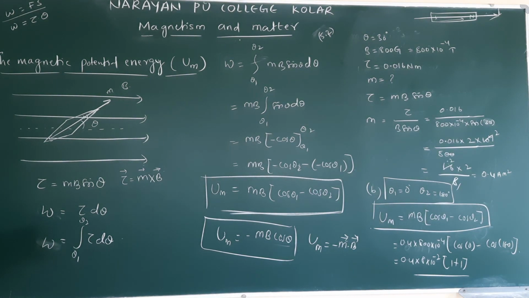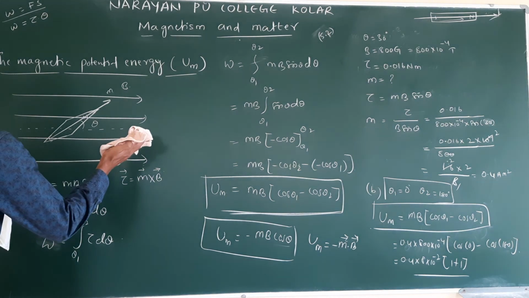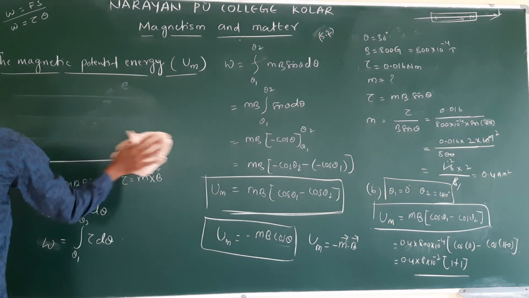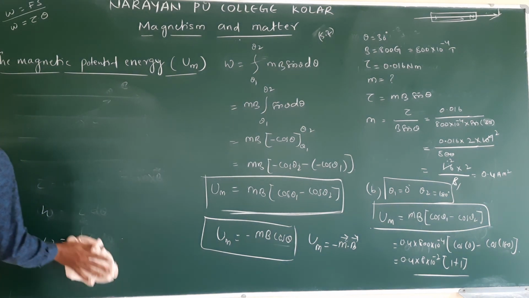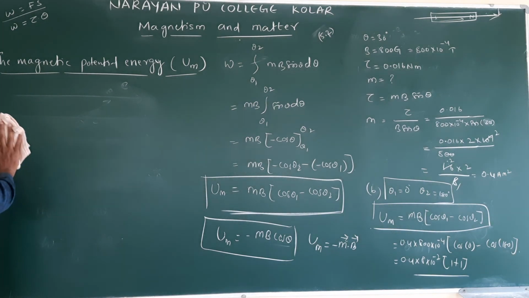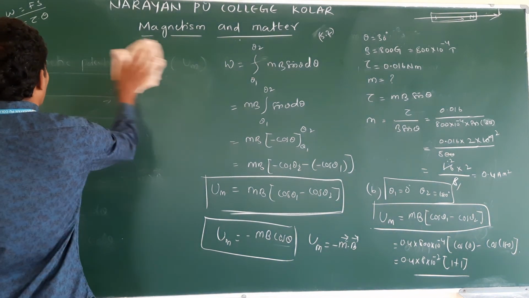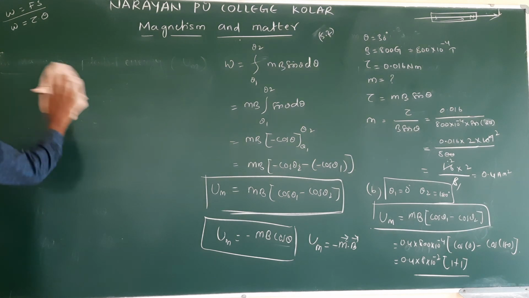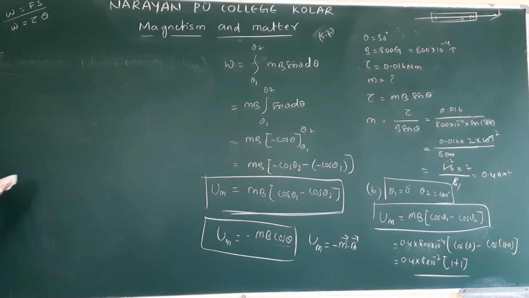Next, the final question, C. The bar magnet is replaced by a solenoid of cross sectional area 2 into 10 power minus 4 meter square, and it has 1000 turns, and the magnetic moment remains the same as the bar magnet. Clear? Then what is the current flowing through the solenoid? That is the question asked. So very simple.